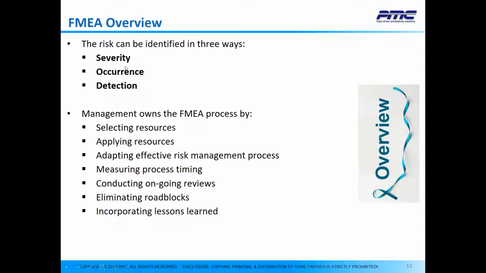So in FMEA, the risk can be identified in 3 ways. Starts with severity, which is an assessment of the level of impact of a failure on the customer. Then the occurrence, which is how often the cause of a failure may occur. And finally, the detection, which is an assessment of how well the product or the process controls detect the cause of the failure or the failure mode.